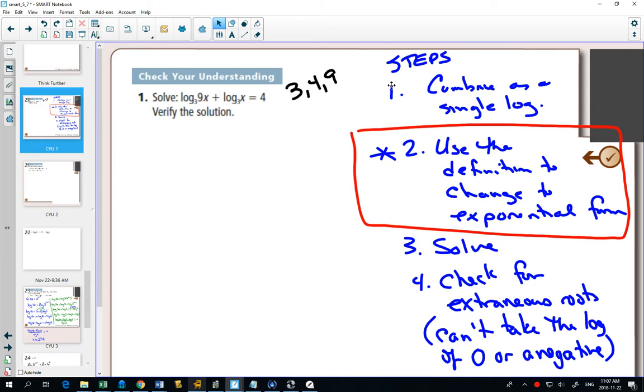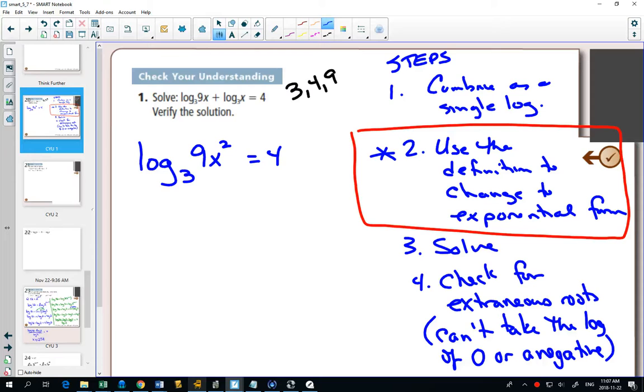So in the example that we have, right now we have 2 logarithms in our equation. So step 1, we have to say, is there a log law that lets us combine those as a single logarithm? Do we have a log law that says log plus log? Yes, we do. That's the same as multiplying inside of the logarithm. So 9x times x would be 9x squared. And now I've done step 1. I've combined it to be a single logarithm.